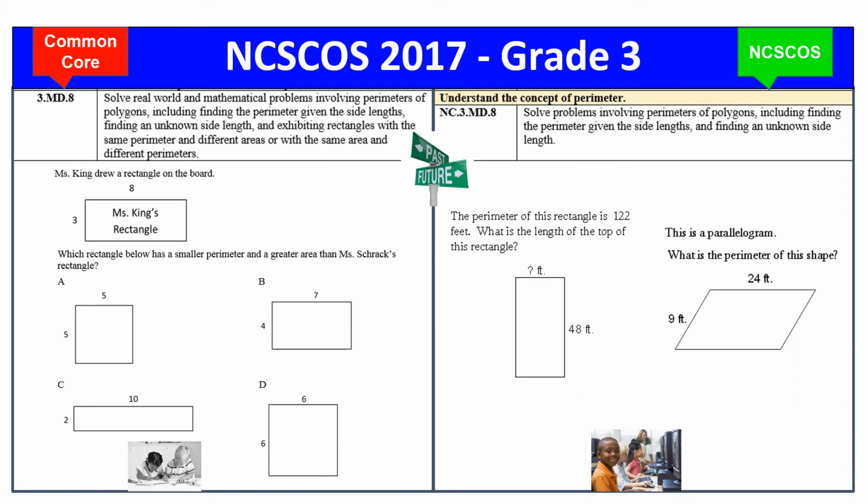NC 3MD8 no longer includes solving problems about rectangles with a constant area and different perimeters or a constant perimeter and different areas. Students do continue to solve problems finding the perimeter of a polygon when all side lengths are known and finding a missing side when the perimeter and the other sides are known.